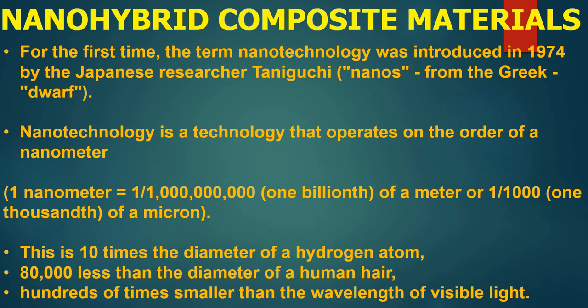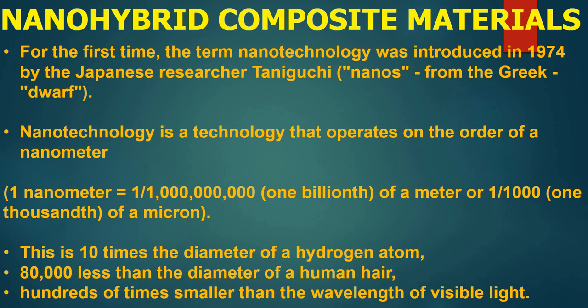Nanohybrid composite materials. For the first time, the term nanotechnology was introduced in 1974 by the Japanese researcher Taniguchi. Nanos from the Greek, dwarf. Nanotechnology is a technology that operates on the order of a nanometer. 1 nanometer is one billionth of a meter or 1/1000 of a micron.